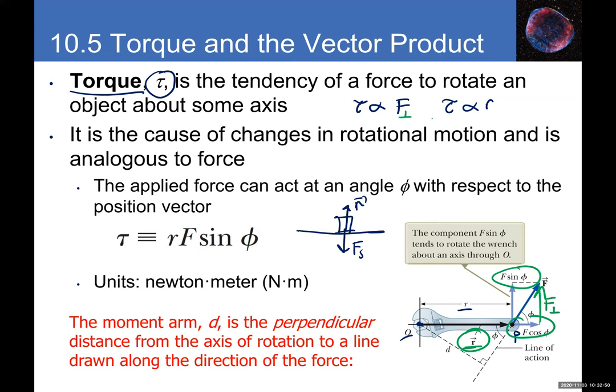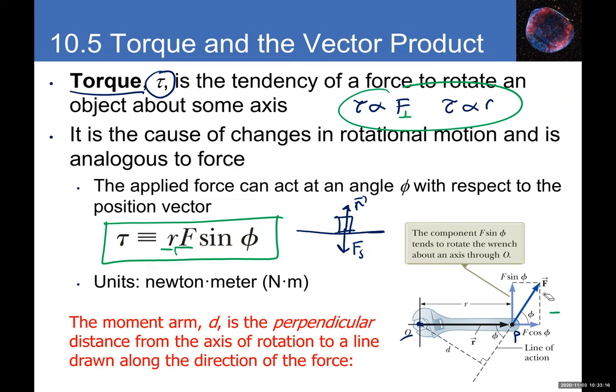Anyway, putting everything together, we have this equation where torque equals R times F times sine of phi. Phi is the angle. All right, and this is what we call torque. So the torque is calculated by taking the magnitude of the force, the distance, and then the sine of angle phi, which is the angle that the force makes with, let's say, R. For example, if the force is in this direction, then you're taking this angle phi.